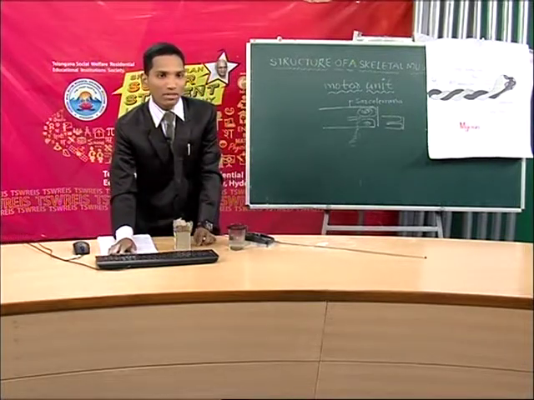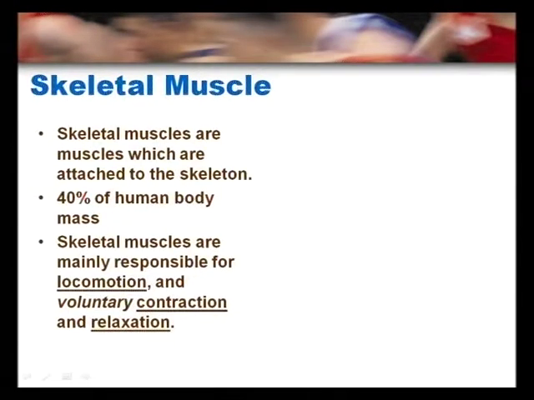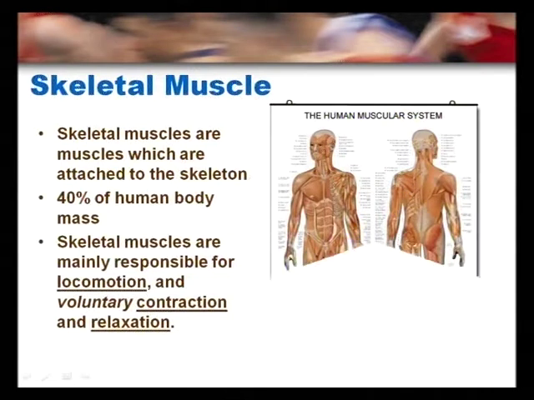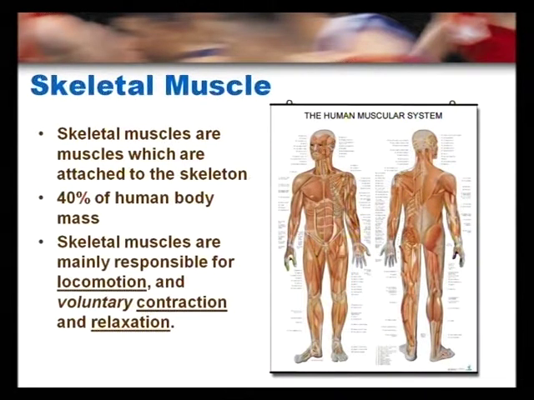Okay. Skeletal muscles are muscles which are attached to the skeleton. About 40 to 50% of our body weight consists of muscles. Here it is mentioned as 40%, but it is 40 to 50% of our body weight. So skeletal muscles are mainly responsible for locomotion, change of location, voluntary contraction, and also help in muscle relaxation.